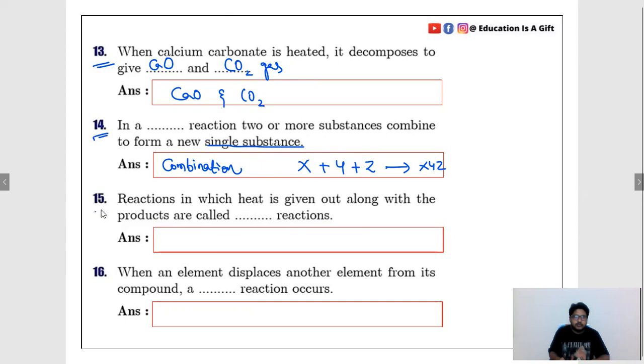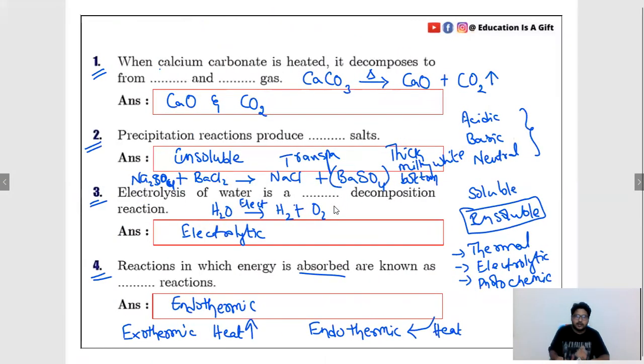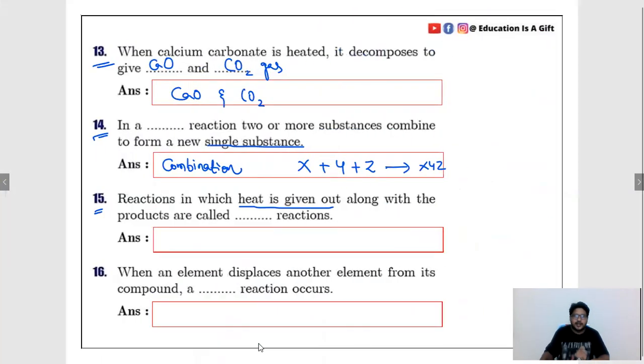15. Reaction in which heat is given out along with the products are called dash reaction. So here heat is given out. If you observe this 4th one, here I told what is exothermic. When heat is given out and heat is produced along with the product, that is exothermic. So answer would be exothermic. While coming to VSAQ, they may ask what is meant by exothermic reaction. You can write this statement: reaction in which heat is given out along with the product, known as exothermic reaction.